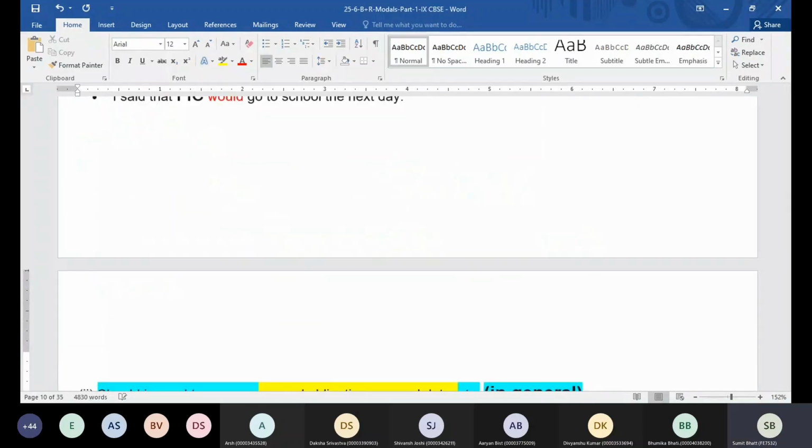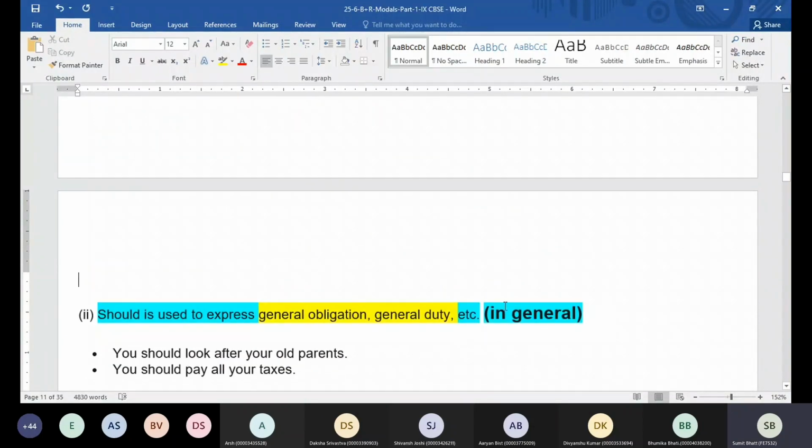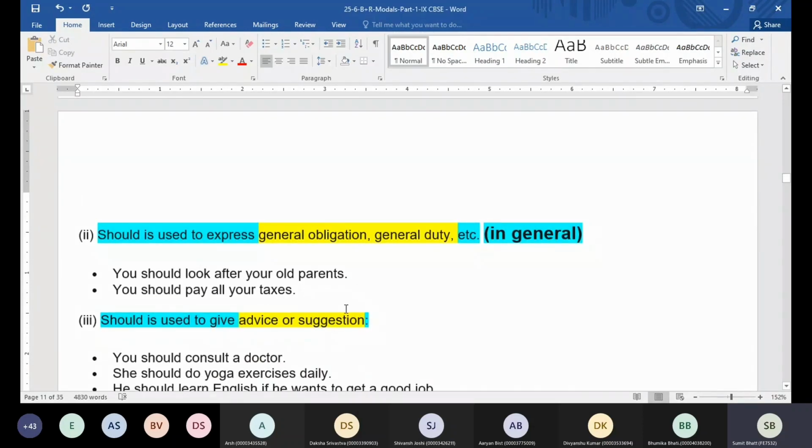Apart from that, should is also used to express general obligation, general duty. Somebody is there, like your brother or your sibling, or somebody whom you already know, and you just want to give general advice to a person. In that case, which word can we use? Should. Like, you should look after your old parents. In this case, we are talking about a general obligation, general duty. We have advised the person. It is up to him or her whether they take the advice or not. We have just informed them. Like, you should pay all your taxes. That is a general obligation or general duty.